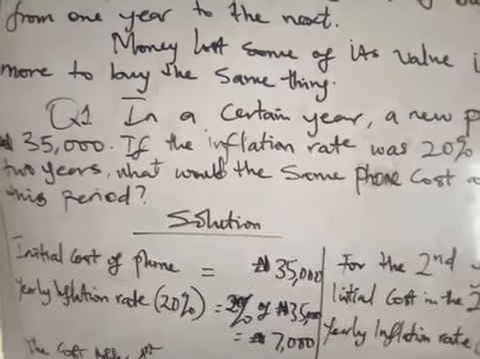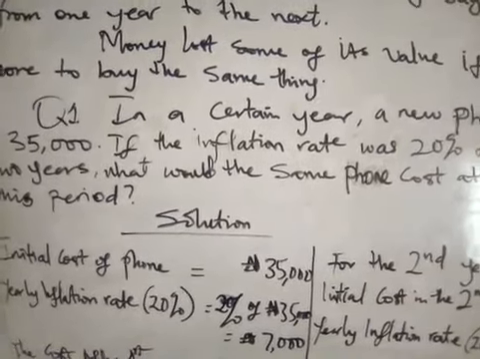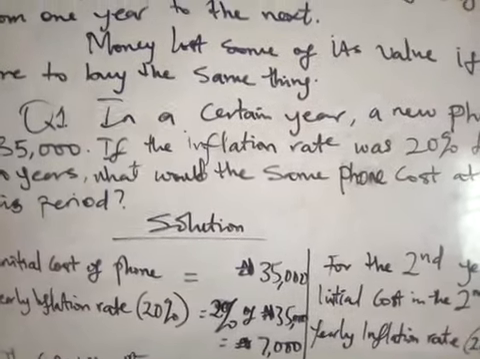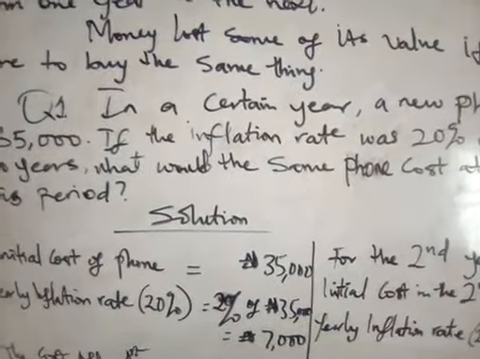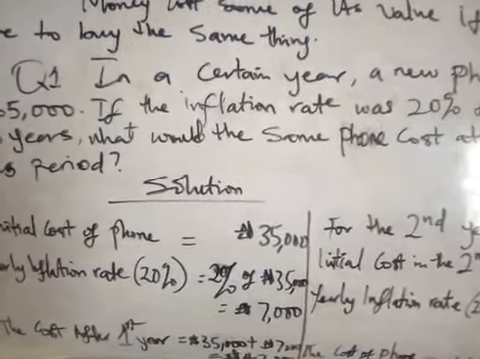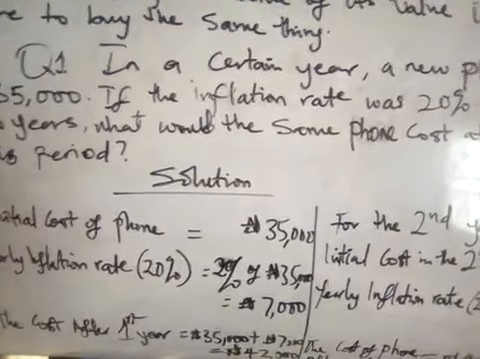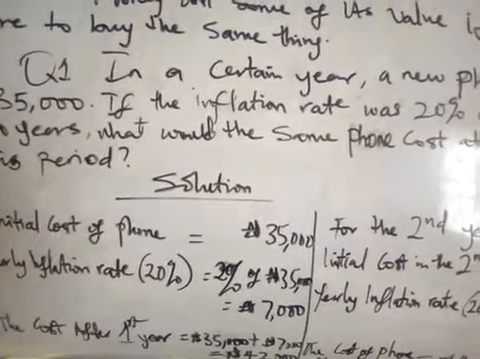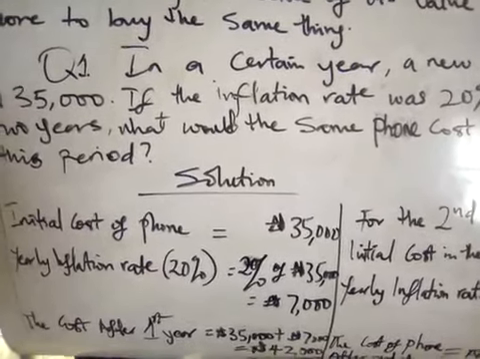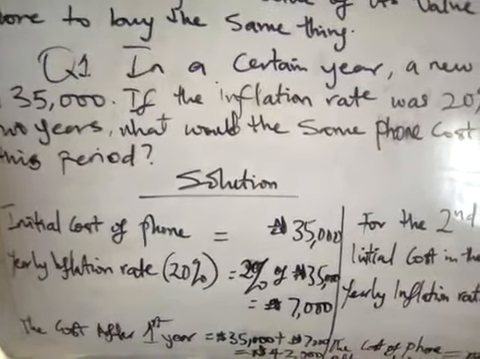For the first year, a year after you have gotten it for 35,000 naira, 20% of 35,000 naira will be what? That will be 20 divided by 100 times 35,000 naira, which should give you 7,000 naira. So the cost after 1 year will be that you add the initial cost of that phone and the inflation, which is 20% of the cost: 35,000 naira plus 7,000 naira will give you 42,000 naira. So that is the cost after 1 year.